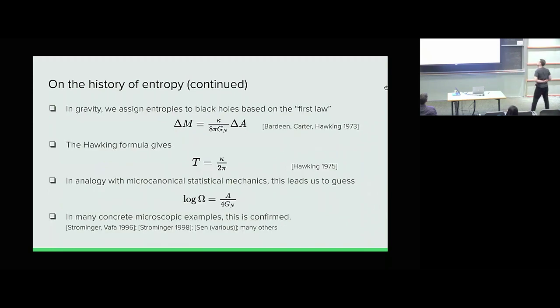First, let's just very briefly remember how entropy shows up in black holes in the first place. Well, there's this discovery of the first law of black hole mechanics, that if you perturb, say, a four-dimensional Schwarzschild black hole, you find that its mass changes in a way that is proportional to the surface gravity times the change in the area. This leads you to guess that you should identify surface gravity with temperature and area with entropy, up to a constant of proportionality that isn't fixed until Hawking comes along and tells us what the temperature of a black hole is. And that leads us to guess entropy equals area over 4G Newton. And once we go back to our beloved microcanonical statistical mechanics, we guess this formula, log of the degeneracy of states equals A over 4G Newton, which, as Ashok just told us, is confirmed in many concrete microscopic examples.